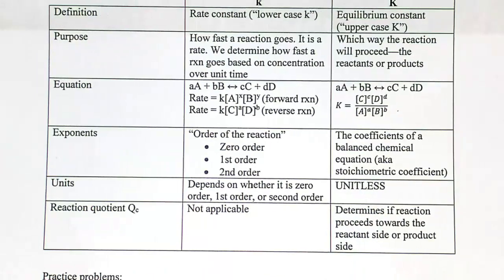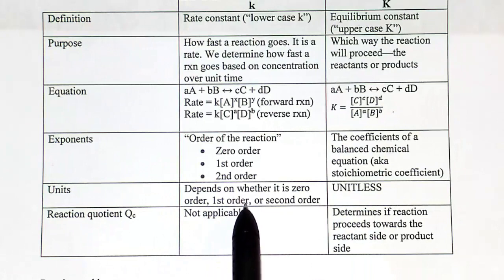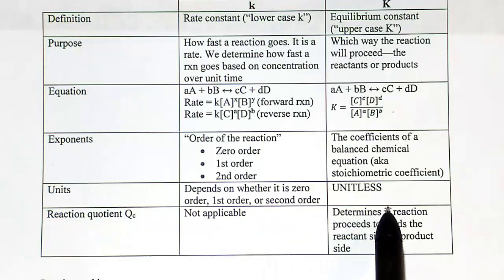The units differ for rate constant small k. It depends if it's zero order, second order, or first order decay of the reactant to the products. In the equilibrium constant, we have no designated units. There's something called the reaction quotient. The reaction quotient gives you information on where the reaction will shift in an equilibrium based upon its relationship to the equilibrium constant. There's no such application for the rate constant because this gives you no information on how fast the reaction is going to go.